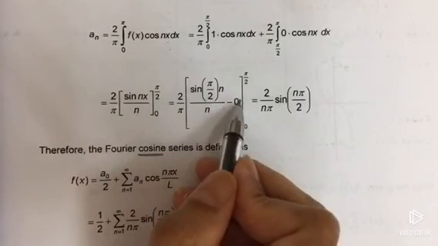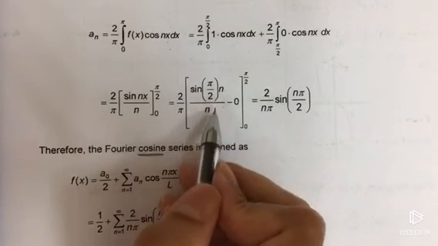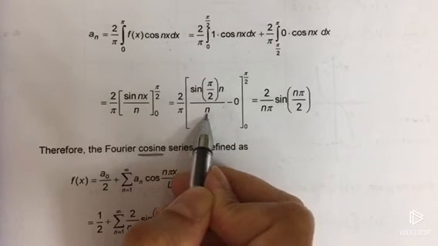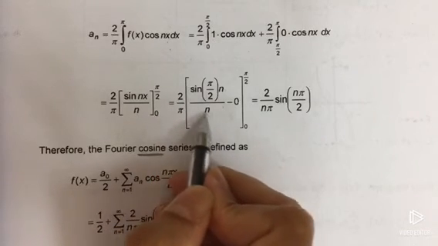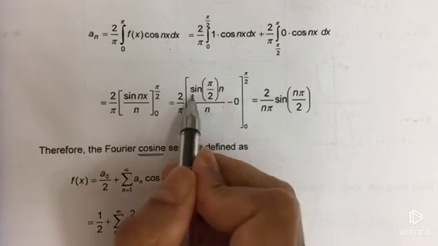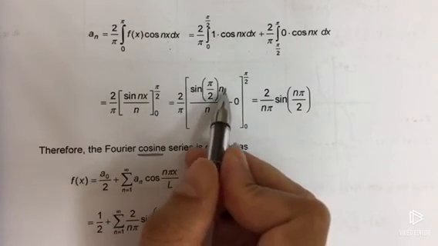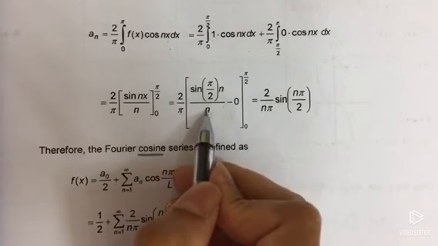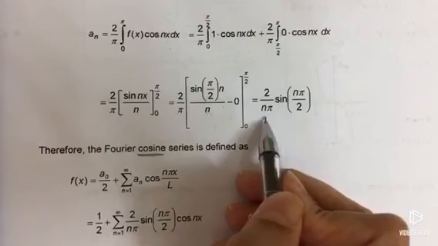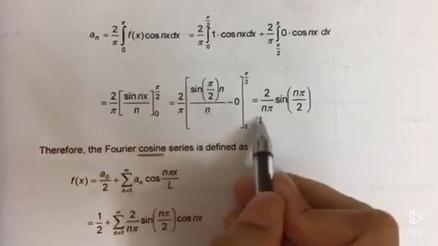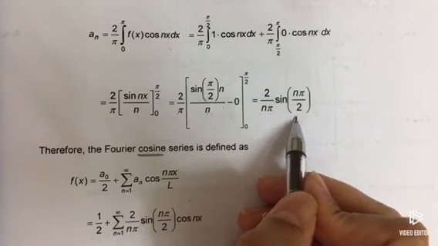Substitute x by pi over 2 and then substitute x by 0. Sin 0 equals 0. Sin of n pi over 2 over n, we can write 2 over pi n. This n and n we cannot cancel, so this n just stays here. So the final answer for An is 2 over n pi sin n pi over 2.